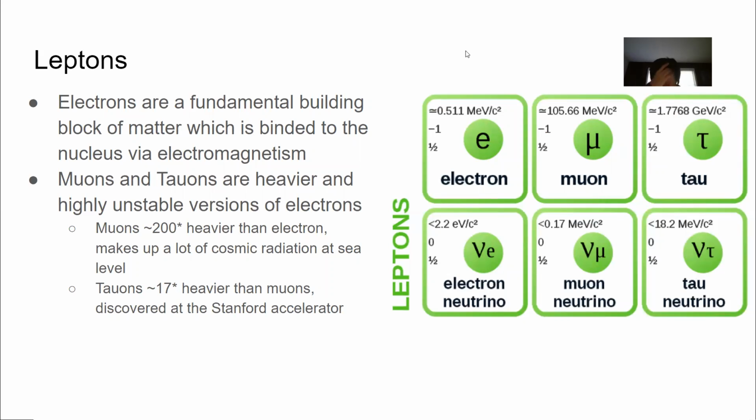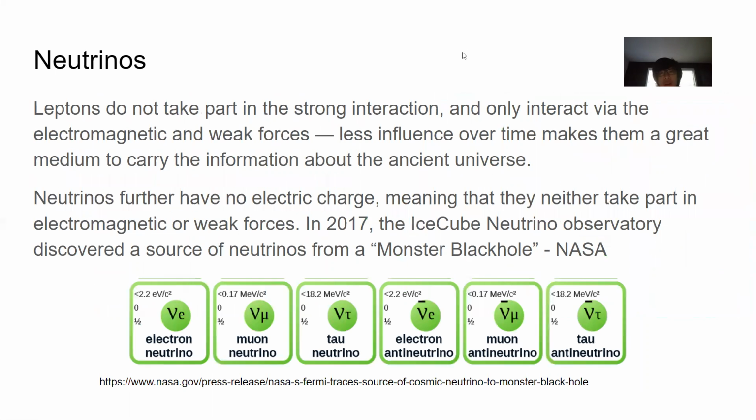And so on the next slide, we are going to talk about the neutrinos of the 3 particles. So leptons do not take part in strong interaction. They only interact via the electromagnetic and weak forces. So unlike quarks, you can think about electrons. They only interact with electromagnetic and weak forces. So this makes them less influenced by the strong interaction in the universe.